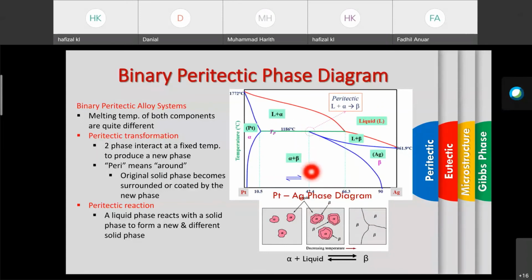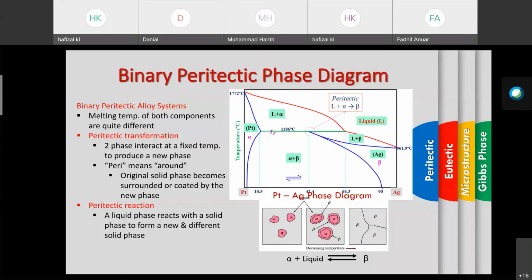Okay, this one we call the peritectic, which happens in this area of the PtAg phase diagram. The peritectic transformation takes place as two phases interact at a fixed temperature, whereby the temperature is 1186 degrees Celsius. Okay, the peri means around, that the original solid phase becomes surrounded or coated by the new phase. So finally at this point we see 100% beta.